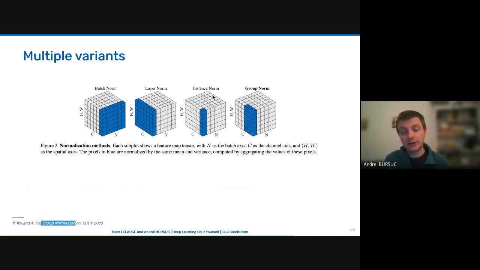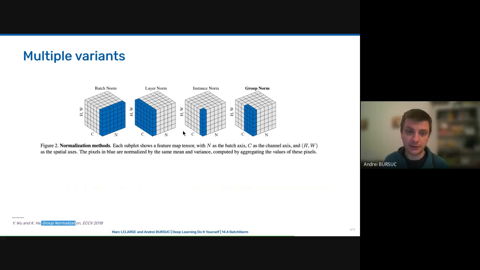A different way of doing normalization is the so-called instance norm, where we just normalize each channel by its own statistics, per image. So on each image, on each channel, we do a normalization by its own statistics. This was quite used to mitigate the drawback of Batchnorm.